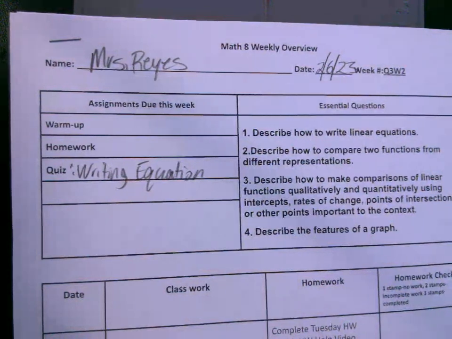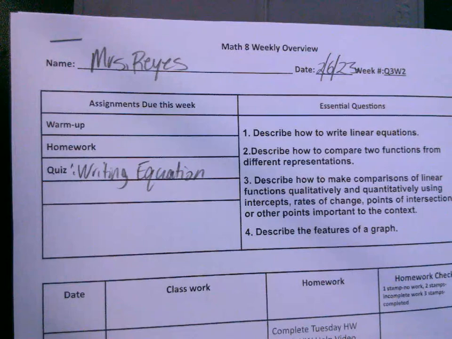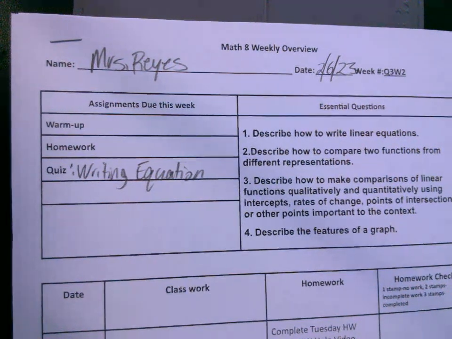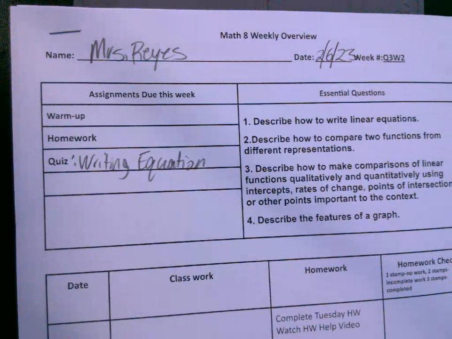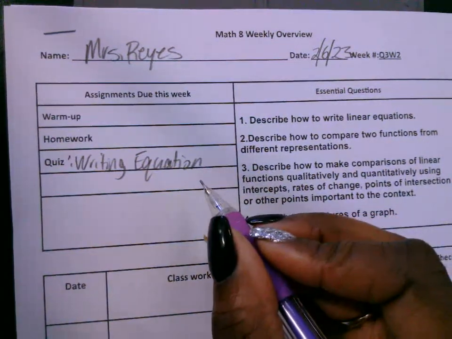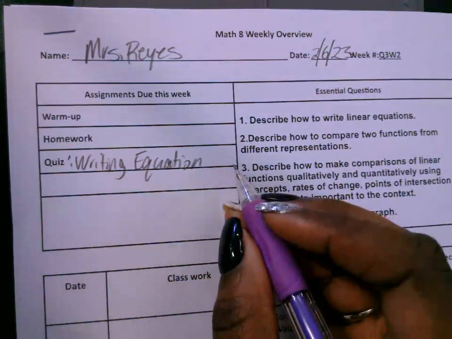All right, so writing equations this week, and then some people took the wrong quiz. It's labeled slope. Okay, that's the slope quiz, which is not the one you're supposed to be taking. Some people took the wrong quiz. So this week we're going to be taking the quiz on writing equations.